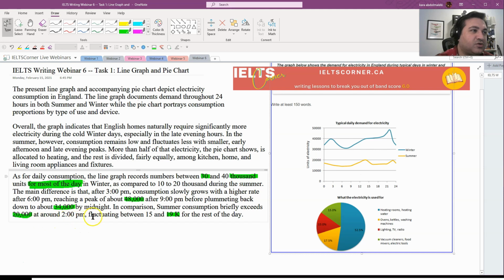And fluctuating between 15 and 19 for the rest of the day. So if we say that the midway is 15, you'll see that it doesn't fall below 15. And then for the rest of the day, it goes up and goes down between 15 and 19 mostly. So that's the line graph. Now, let me know if you have any questions.